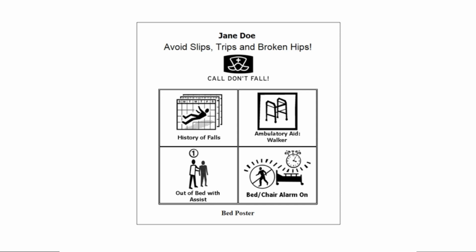walker. And if I walk her to the bathroom, I can see that she can't be left alone because she has a bed and chair alarm icon. So that means either she's confused or she doesn't reliably call for help. And so on this poster is the core set of information that nurses or bedside caregivers need to provide care to unfamiliar patients that is safe and effective.